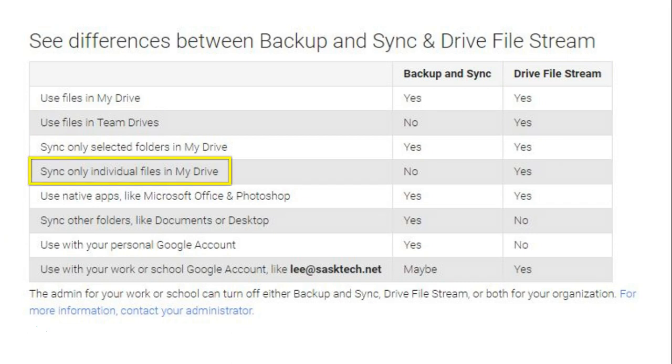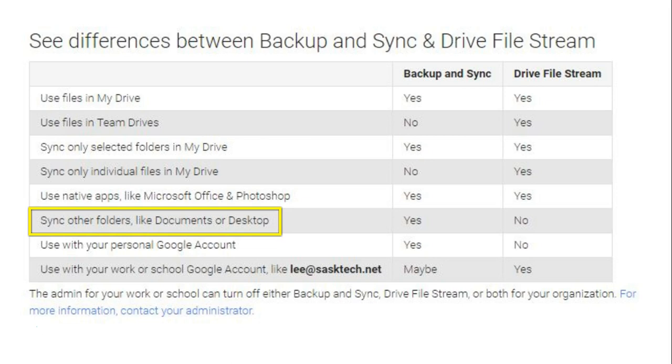You can also sync only individual files with Google Drive for offline mode with Drive File Stream. With the Backup and Sync utility, you needed to download the entire folder. With Drive File Stream, it doesn't sync desktop document folders from your PC. You need to manually move files to Drive File Stream. Drive File Stream isn't available with your personal Google account, such as @gmail.com addresses.